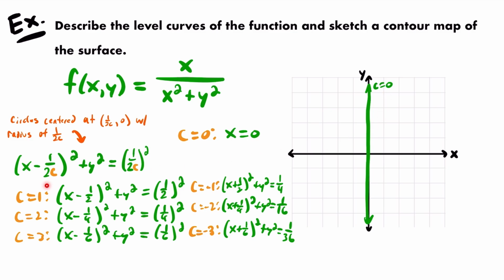But then let's move to c equals 1. We have a circle with a center of 1/2, 0, and then a radius of 1/2. So let's let this be y equals 1, x equals 1, y equals -1, and x equals -1.